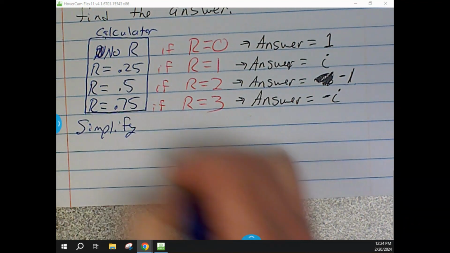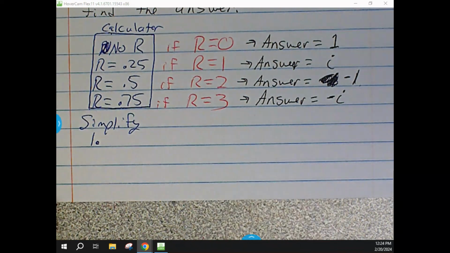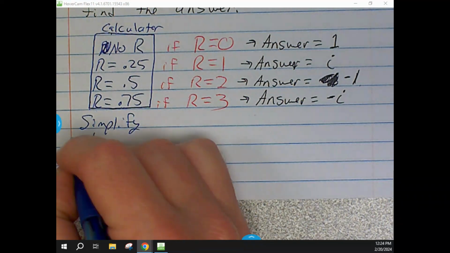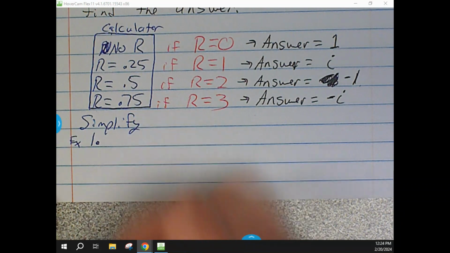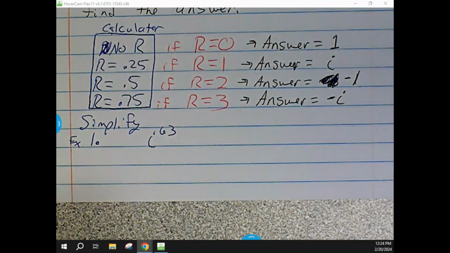All right, here we go. We'll just do 3 or 4 of these just so you can see what's happening. So we're going to simplify. All right, so your very first problem, let's do i to the 63rd power.